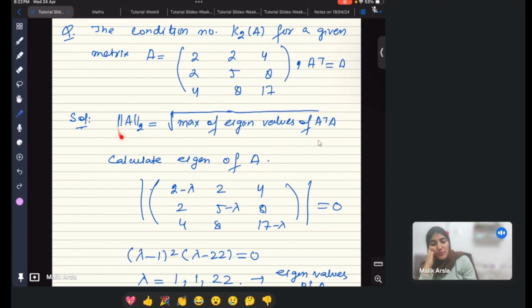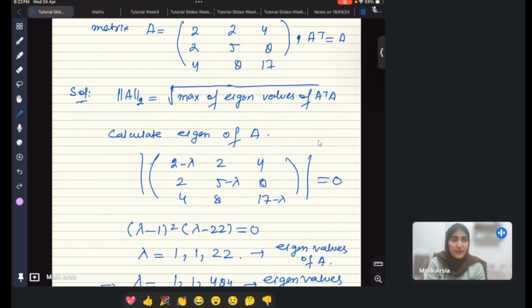So we have to calculate the eigenvalues of A transpose A. Now, since A is a symmetric matrix, A transpose is equal to A. So we will calculate the maximum of the eigenvalues of A square. And we know that for calculating the eigenvalues of A square, we can simply calculate the eigenvalues of A and then take their squares, and those will be the eigenvalues of A square, right? So we will calculate the eigenvalues of A. It's very simple, we just have to solve the characteristic equation.